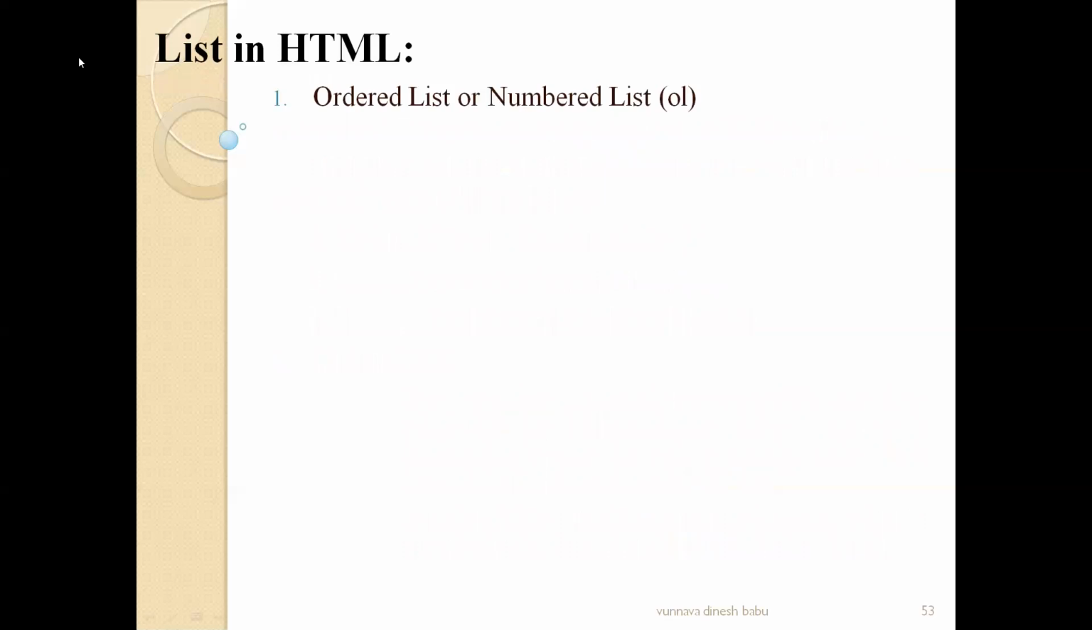Still, the ordered list is not completed. So next point, there can be different types of numbered list. Let us see what are the different types of numbers we can generate on a web page.